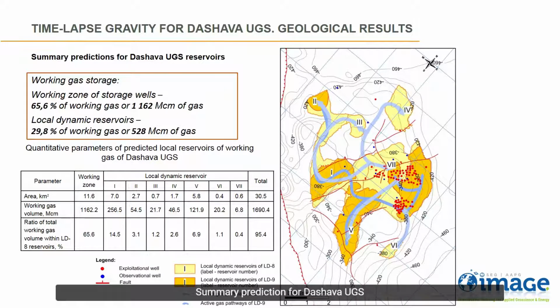The summary prediction for Dashava UGS reservoirs is as follows. 10 local dynamic reservoirs were mapped within 2 production horizons. 65.5% of working gas is located within the working zone of storage wells. 29.8% of working gas is located within predicted local dynamic reservoirs. Working gas volume within all zones and within every dynamic reservoir was calculated. Working gas migration pathways were predicted. A 4D model of formation pressure and gas volume compactness was built.